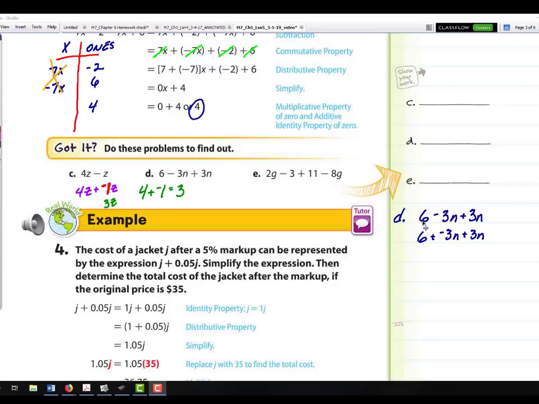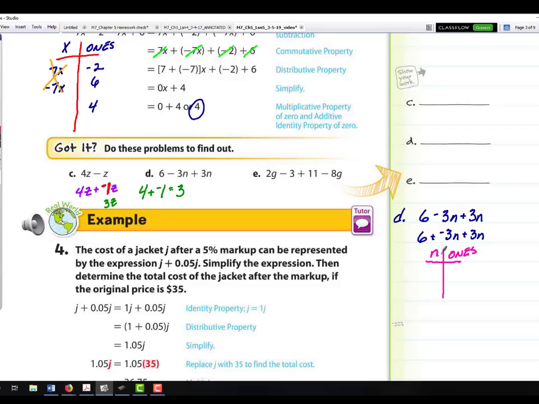Okay, so I went ahead and brought my original expression over, 6 minus 3n plus 3n. My first step was to rewrite it all as addition. So 6 plus negative 3n plus 3n. Now I'm going to use that t-chart idea because I like the way the t-chart works. It just makes it really easy for me to see the parts. I can see that I have n's here and I have 1's. I have 6 1's.